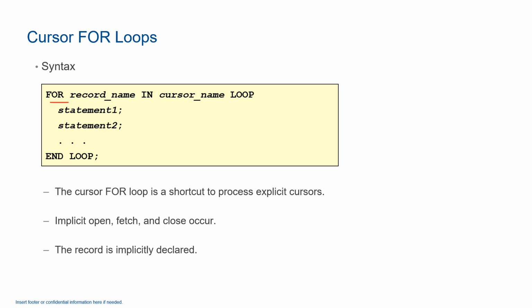Then we are looping, so whatever we want to write, statement 1, statement 2. For a cursor FOR loop we don't have to write open, fetch, close, because this FOR loop will automatically and implicitly open, fetch, and close. This is the main point for cursor FOR loops. The record is also implicitly declared. So this is the main benefit of FOR loops.